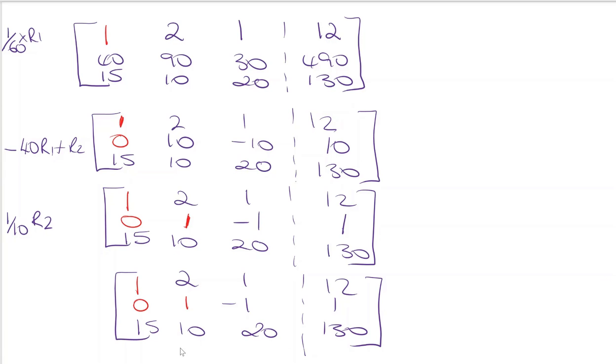So what can I do to this last column? Well, I have a 15 and I need it to be 0. So if I minus, we have a 1 here. So if I say minus 15 times row 1 and add this to row 3. So minus 15 times 1 is minus 15 plus row 3. So this becomes a 0. And then minus 15 times 2 is minus 30 plus 10. So this will become minus 20.